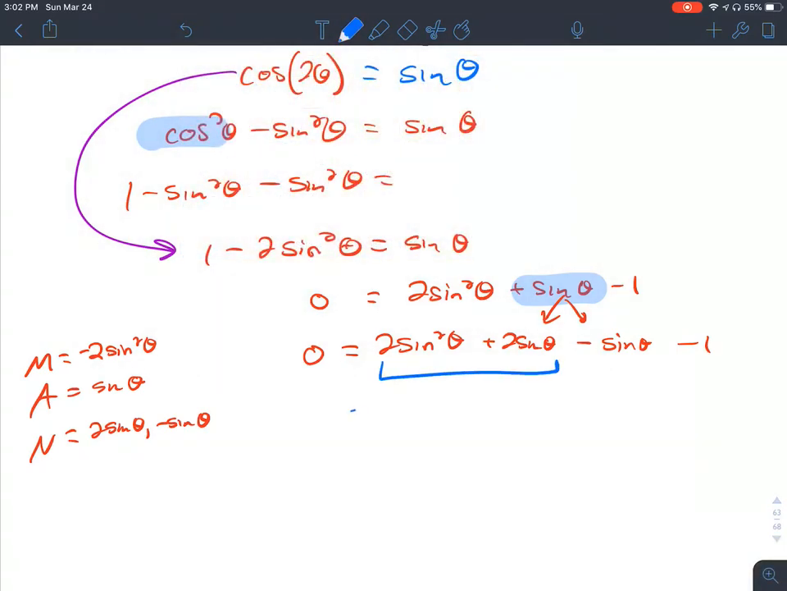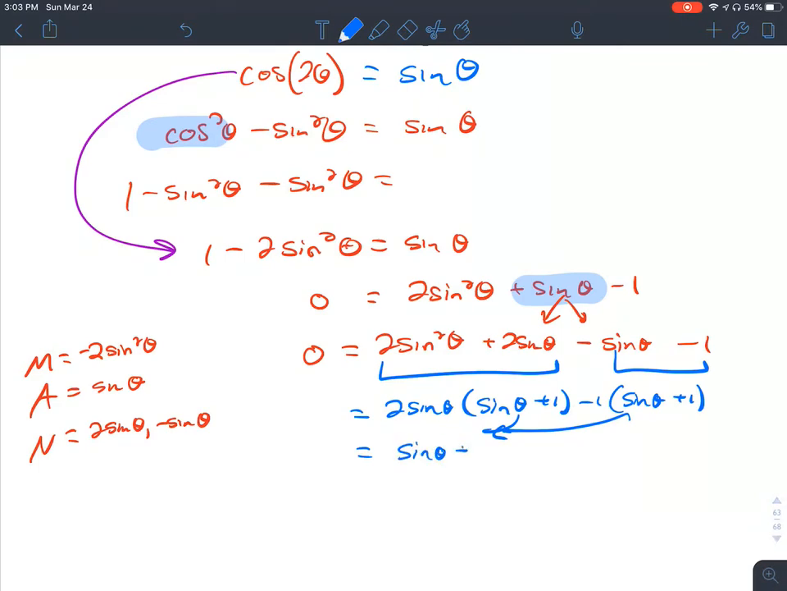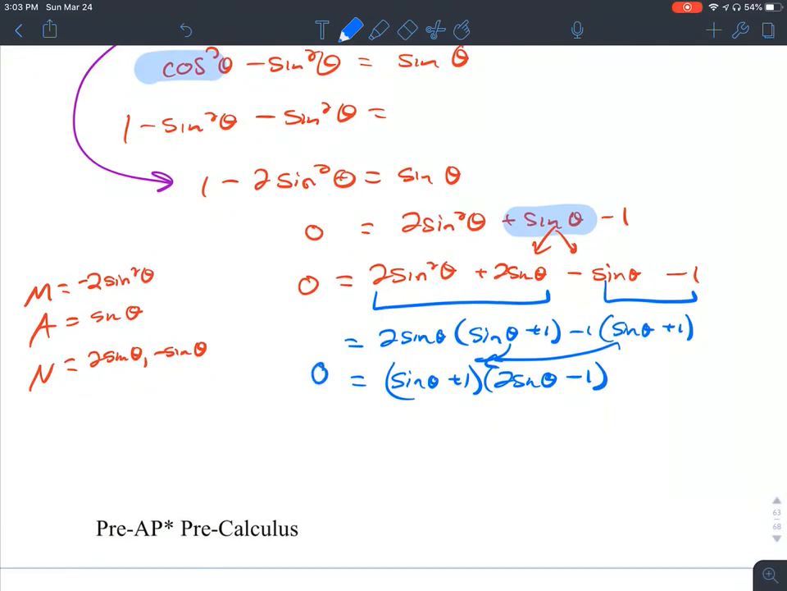I'm going to group these two terms together, and the GCF of that is 2 sine of theta, leaving me with sine of theta plus 1. GCF of these two terms is a minus 1, leaving me with a sine of theta plus 1. So I can factor these binomials out to the front and get sine of theta plus 1, leaving me in parentheses with a 2 sine of theta minus 1 equal to 0.